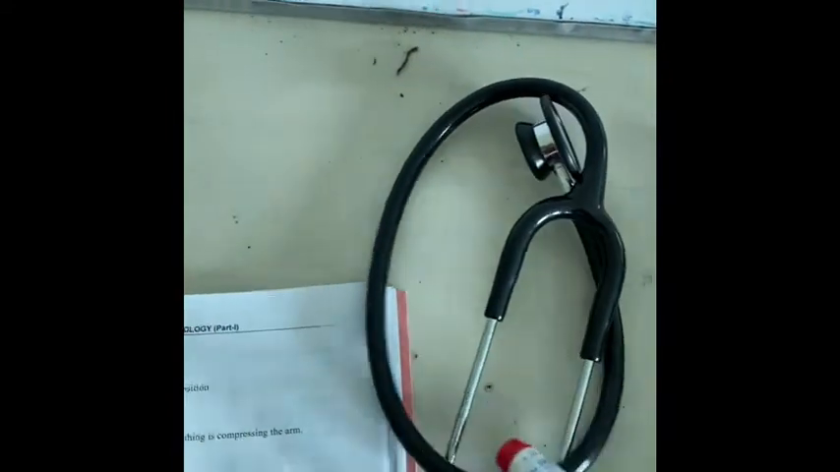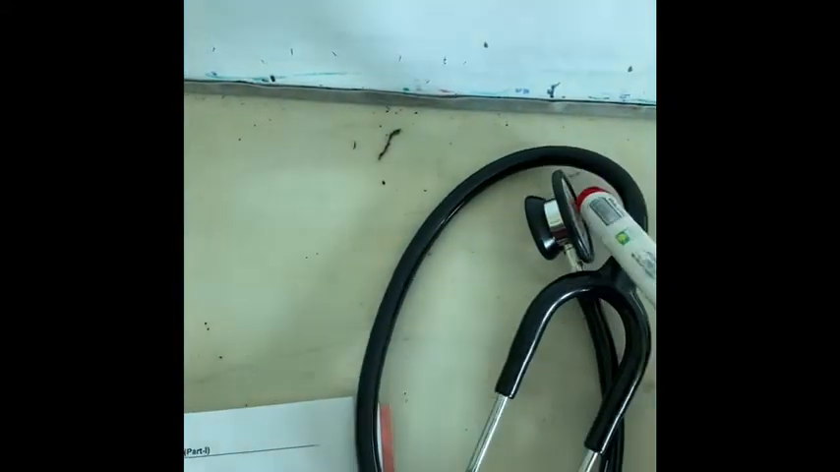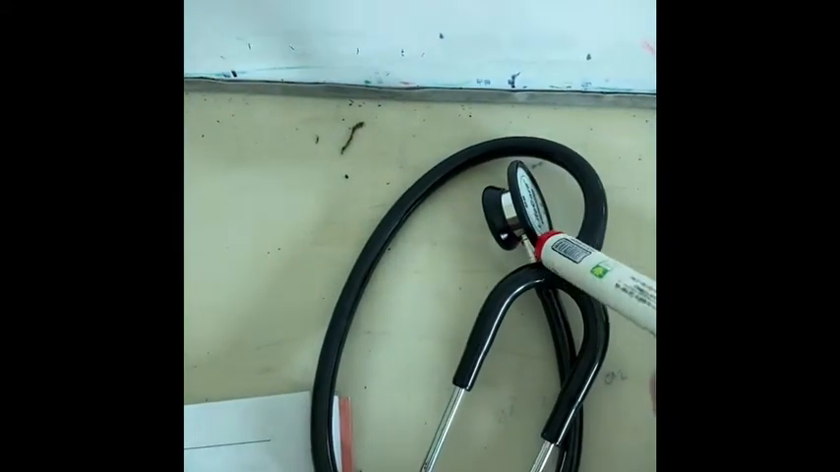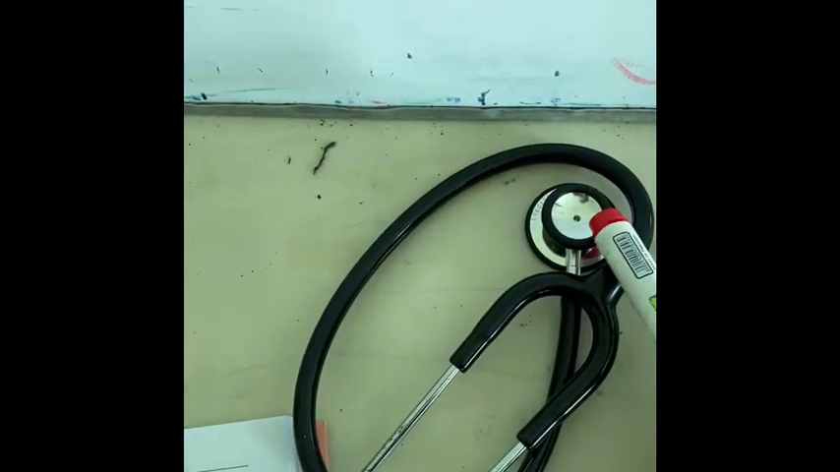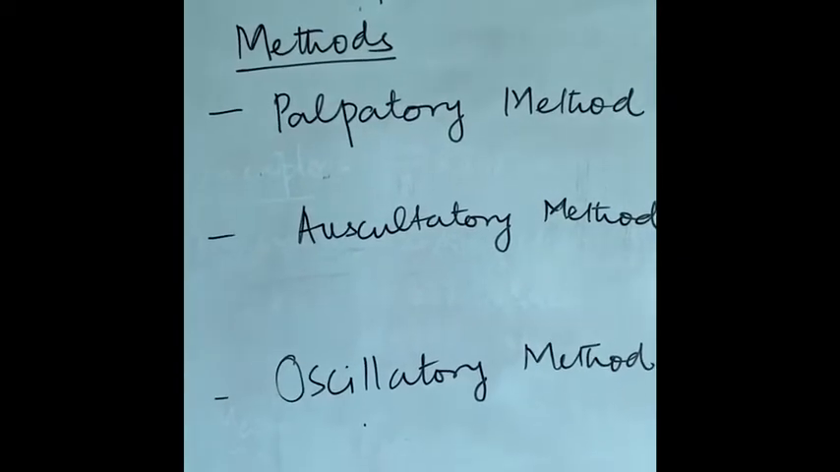This is the stethoscope. These are the earpieces, this is the tubing of the stethoscope, and this part is the chest piece. On one side this is the diaphragm, and on the other side is the bell. We will use the diaphragm today for recording blood pressure. The bell is used for listening to low pitch sounds like murmurs. Today we are going to record blood pressure by using the palpatory method and the auscultatory method.